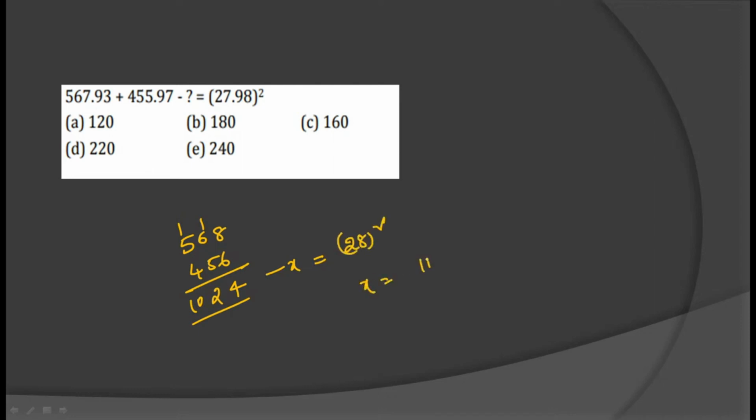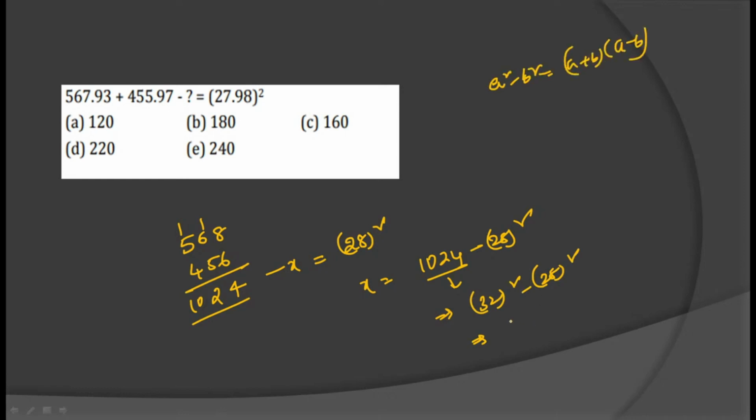Now the value of x is equal to 1024 minus 28 whole square. Now 1024 we already know, guys, 32 whole square minus 28 whole square. Now we already know that a square minus b square value is equal to (a plus b) into (a minus b). Now 32 minus 28 is equal to 4. 32 plus 28 is equal to 60. Now 60 into 4 is equal to 240.